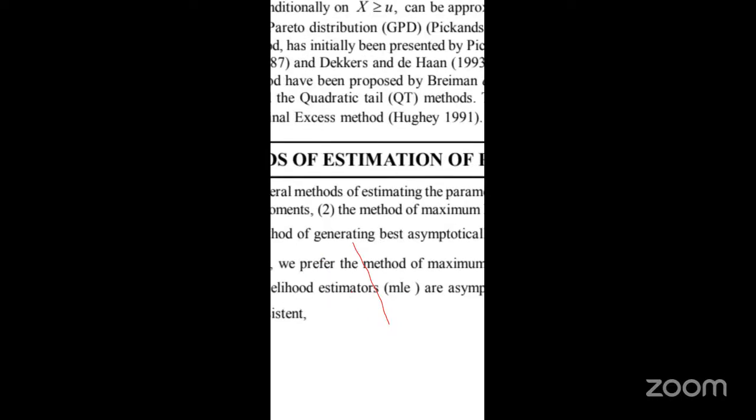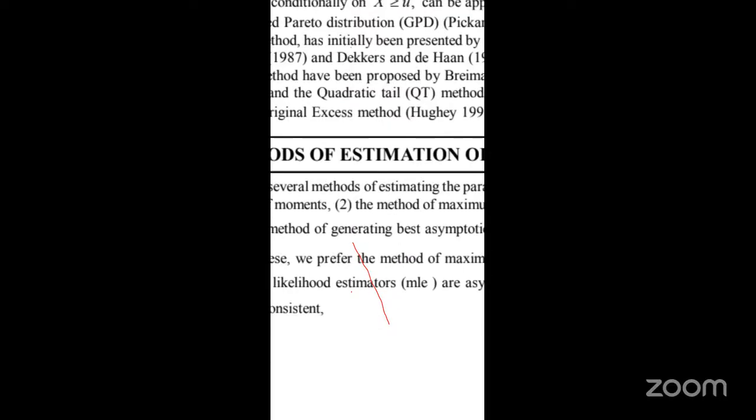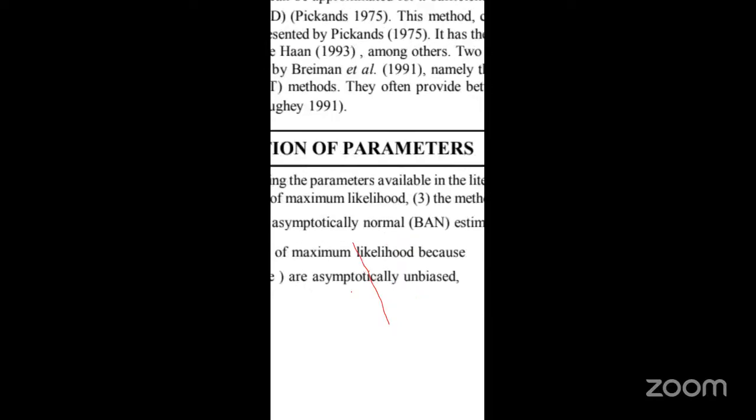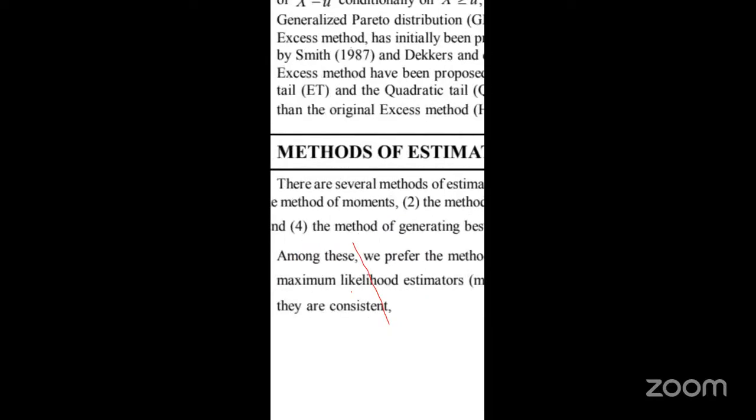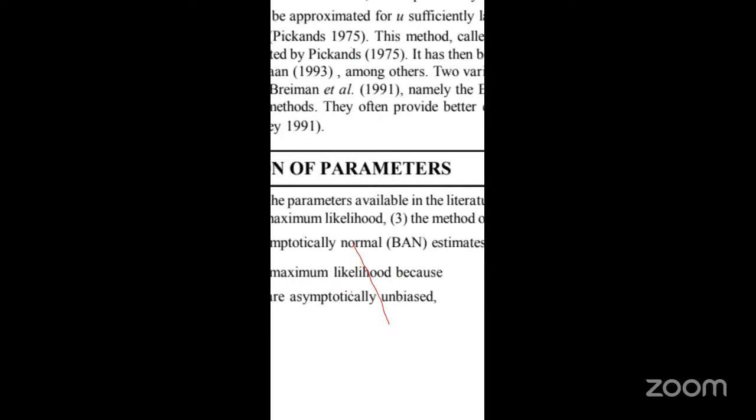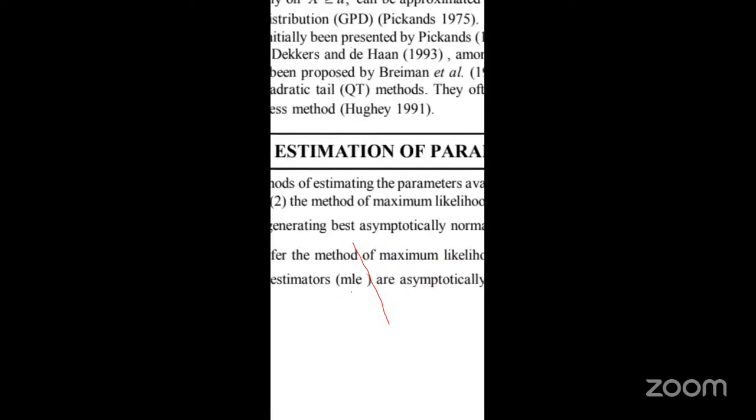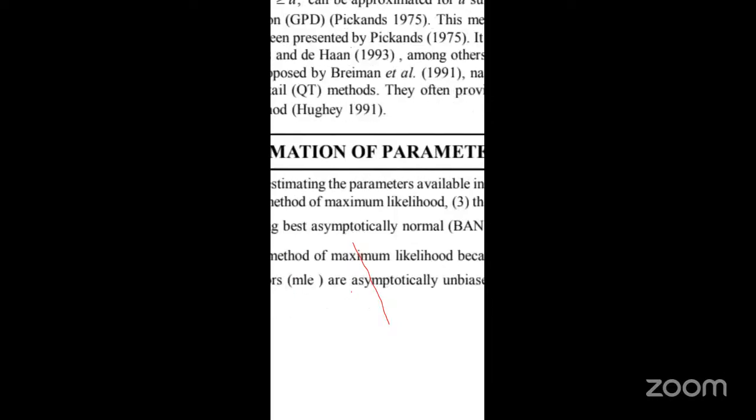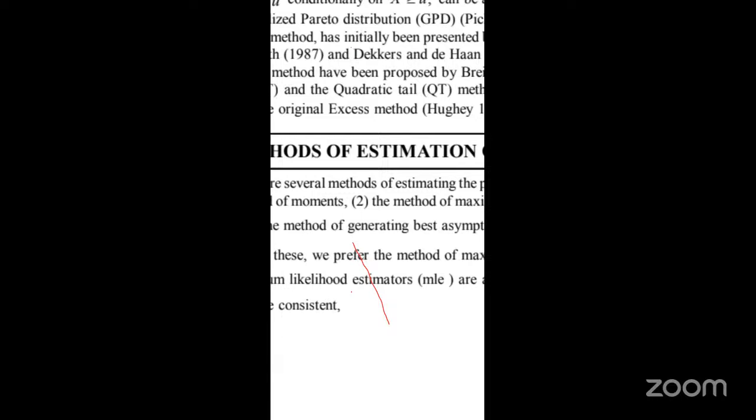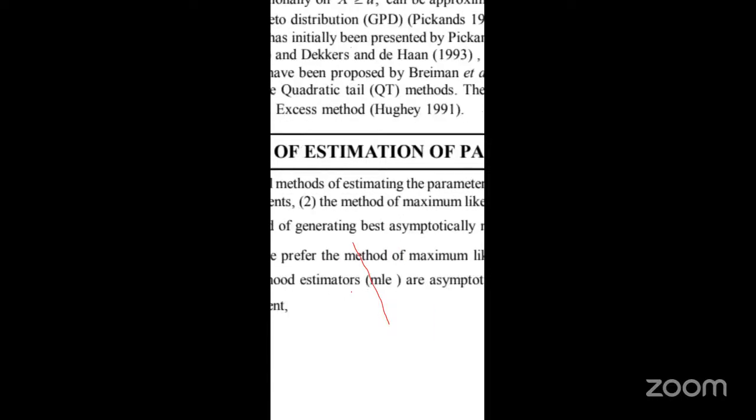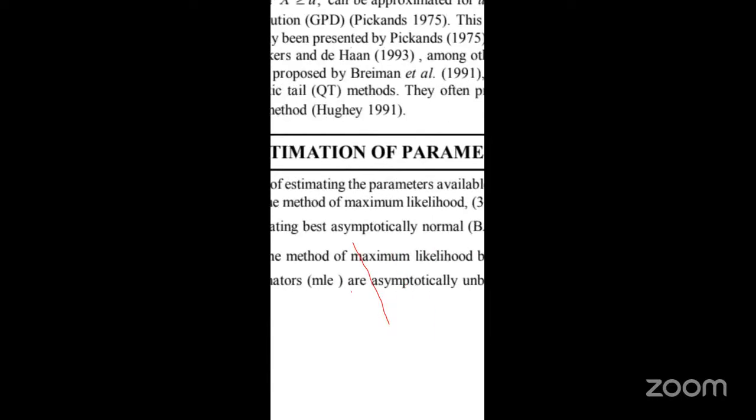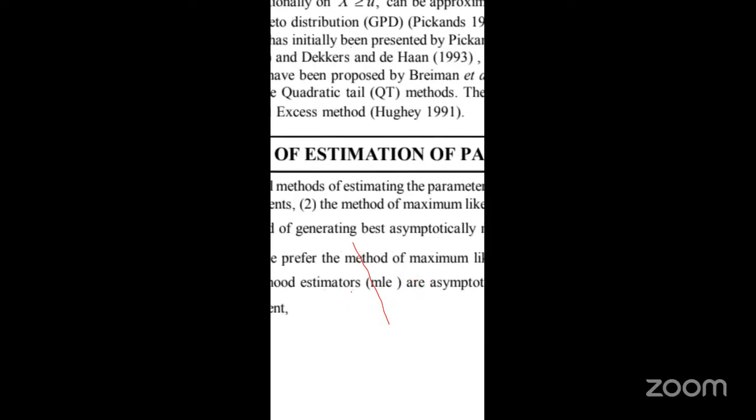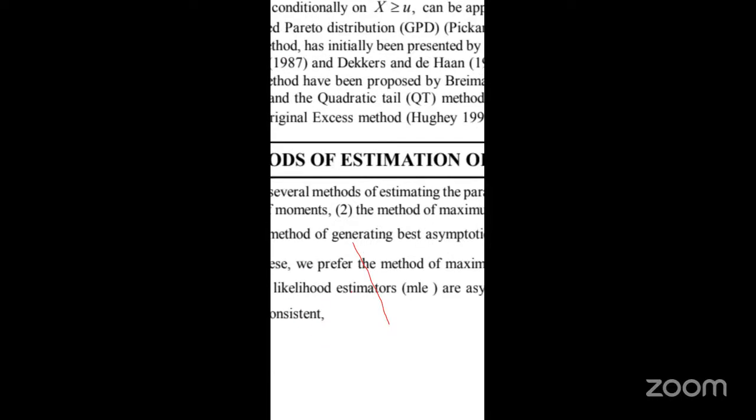Methods of estimation of parameters. There are several methods of estimating parameters available in the literature, namely the method of moments, the method of maximum likelihood estimation, the method of minimum chi-square, and the method of generating best asymptotic normal estimates. Among these, we prefer the method of maximum likelihood because maximum likelihood estimates are asymptotically unbiased. They are consistent.